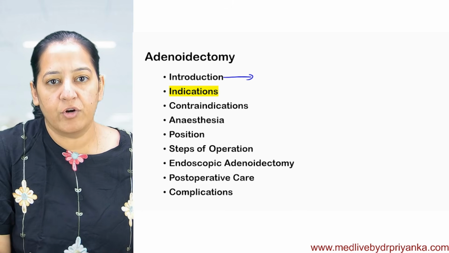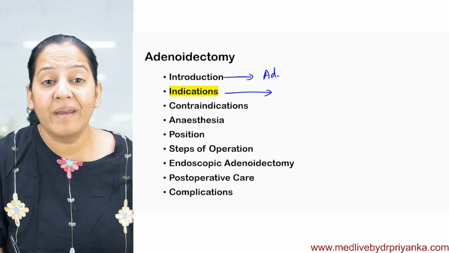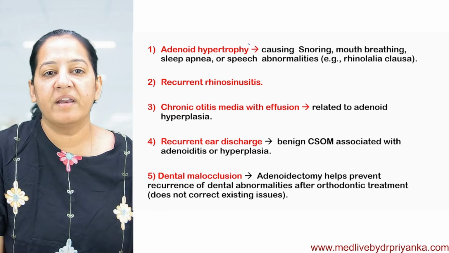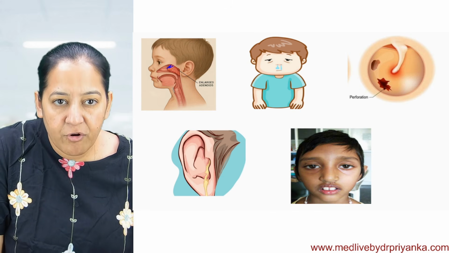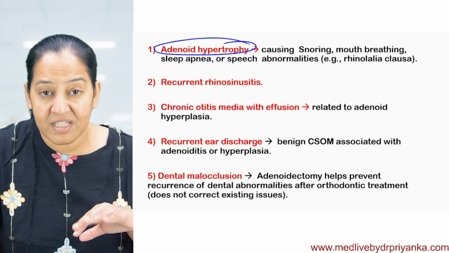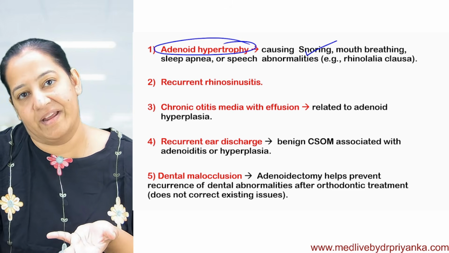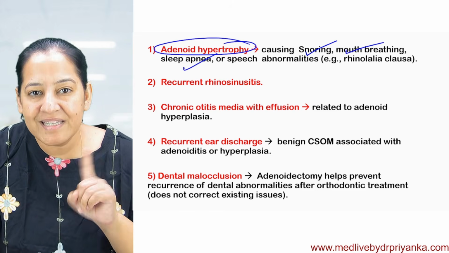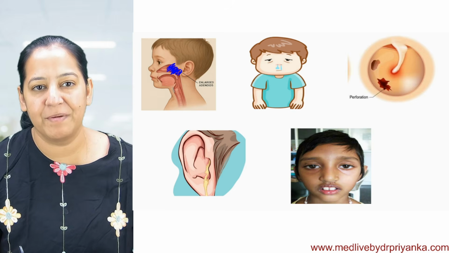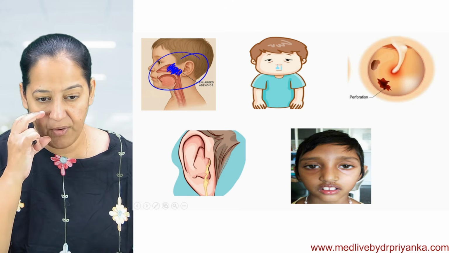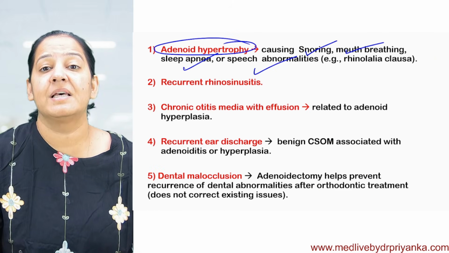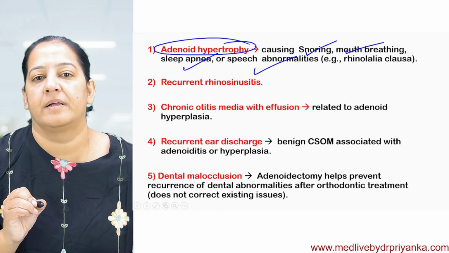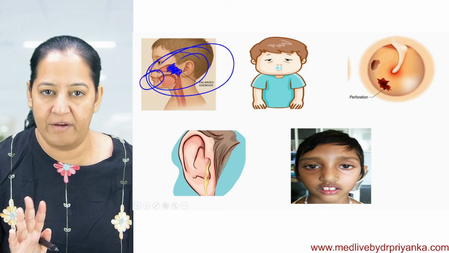So introduction: adenoidectomy is surgical removal of adenoids. How many indications are there? There are 5 indications, when we have to do the surgery. Number 1, adenoid hypertrophy, to such a degree that the child is snoring. You know, children don't snore. If the child is snoring, or there is mouth breathing, or sleep apnea, or speech abnormalities, because the adenoids are increased to such a size, we have to go for the surgery.